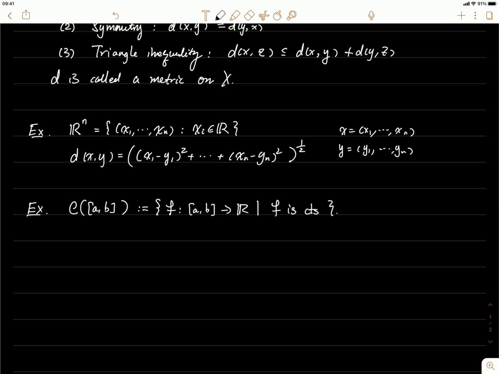And we can define a distance on this set. So this is going to be our X. We're going to define a distance on this set, which is going to be a distance between two continuous functions, x and y. And we define it to be the maximum of the difference between the two functions.